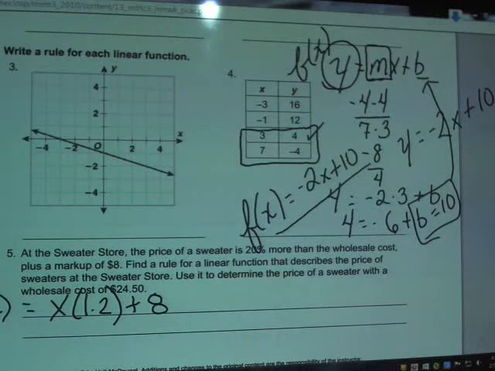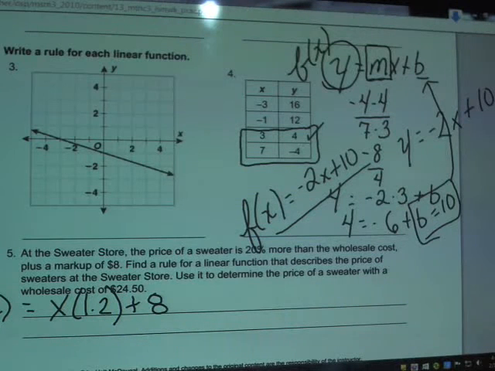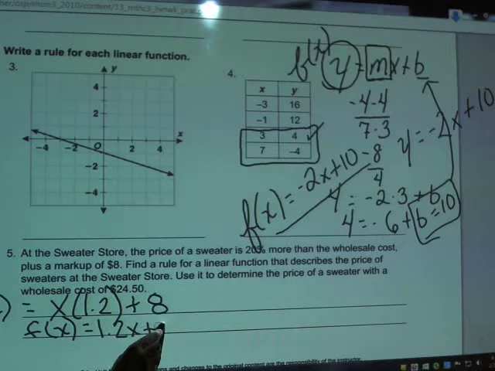Now, normally we would write y equals, but remember, we're doing functions, so we're going to write f of x. That's almost exactly how I would write that answer, except I'm going to flip these around so it looks like slope-intercept form, like you saw throughout the instruction and in the questions we've already done. So I'm going to write here for my function, f of x equals 1.2x plus 8.